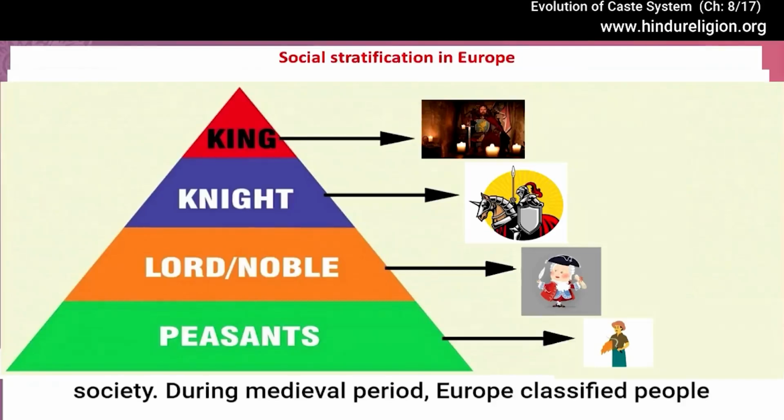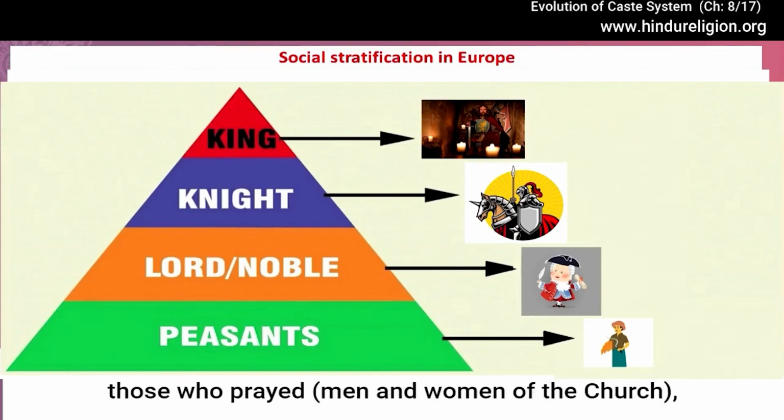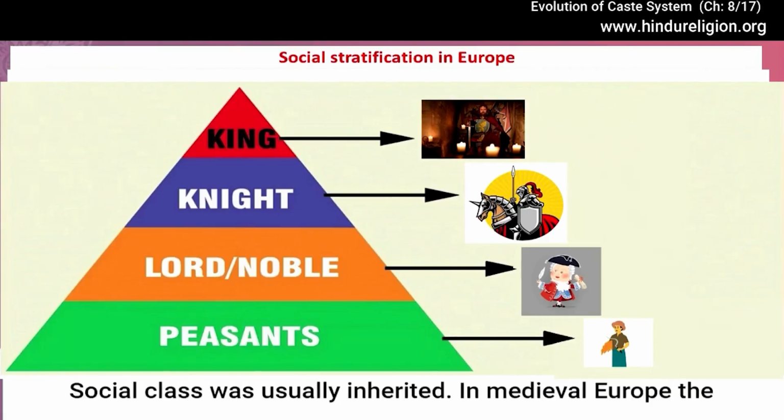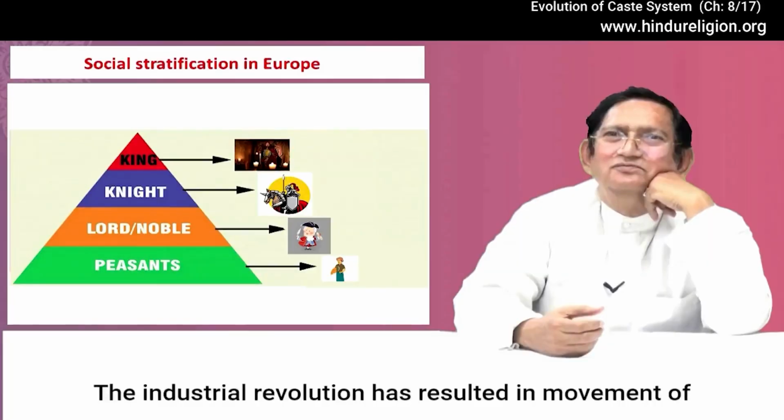During the medieval period, Europe classified people into three groups: those who fought, nobles and knights; those who prayed, men and women of the church; and those who worked, that is, peasants and serfs. Social class was usually inherited. In medieval Europe, the vast majority of people were peasants and serfs.